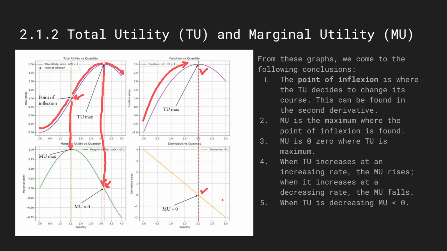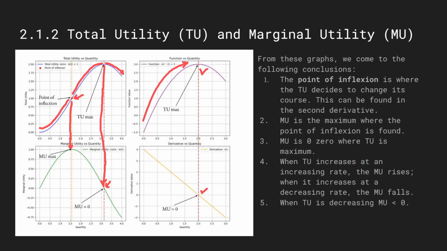From these graphs, we come to the following conclusions. The point of inflation is where the TU decides to change its course. This can be found in the second derivative. MU is the maximum where the point of inflation is found. This is true, we can see it in the graph. MU or marginal utility is 0 where TU is maximum. When TU increases at an increasing rate, the MU rises, but when it increases at a decreasing rate, the MU falls.